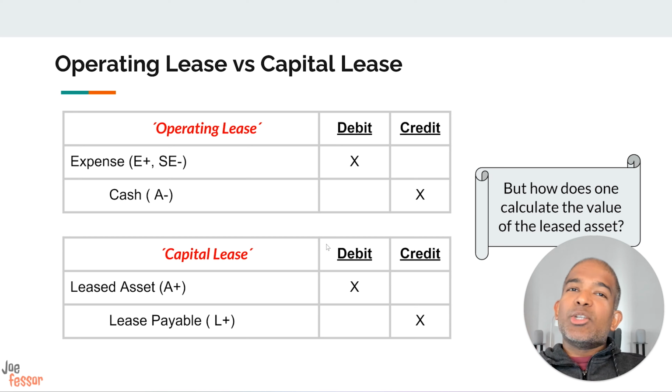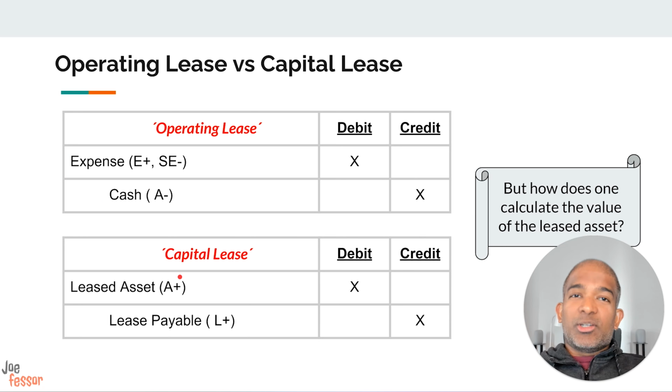The company does not obtain substantial ownership rights over the asset. As such, operating leases don't appear on the balance sheet as assets or liabilities, impacting only the income statement through lease expenses. Hence, you would debit your corresponding expense account and you would credit your cash account for paying for that expense.